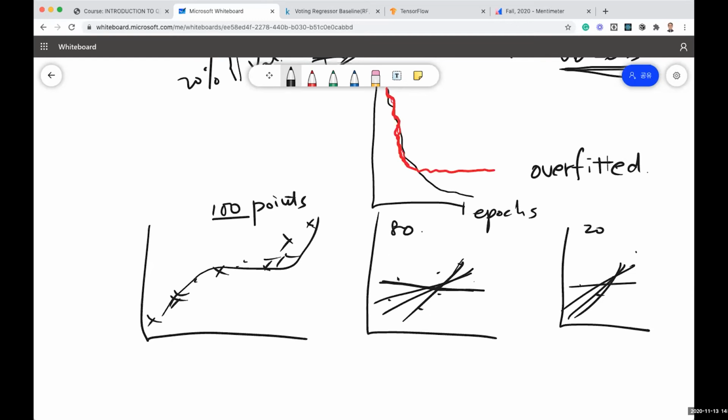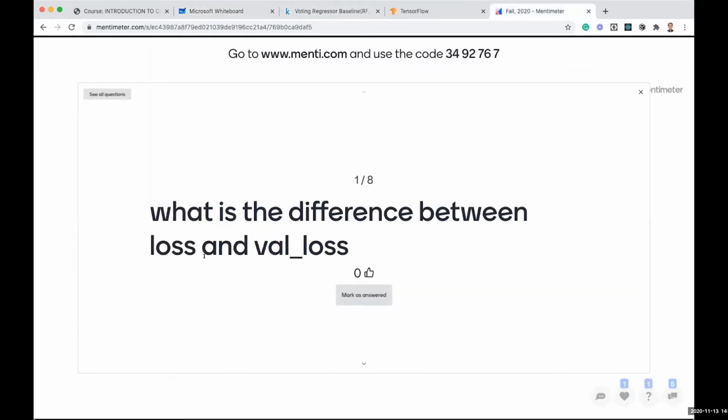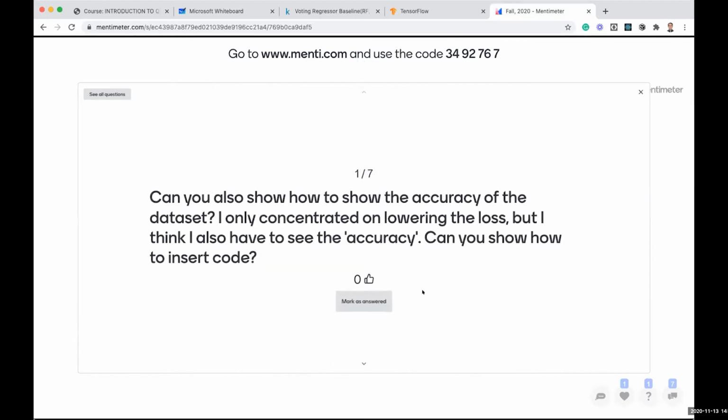But if you train too much, then your model looks like this. It tries to fit every point in your training data set, and this is overqualified. So if you apply this overqualified model to the last 20%, it will not give you better predictions. So that's why this red one first started to fall, and then at some point in time, it does not improve anymore. So that's the meaning of loss and the validation loss.